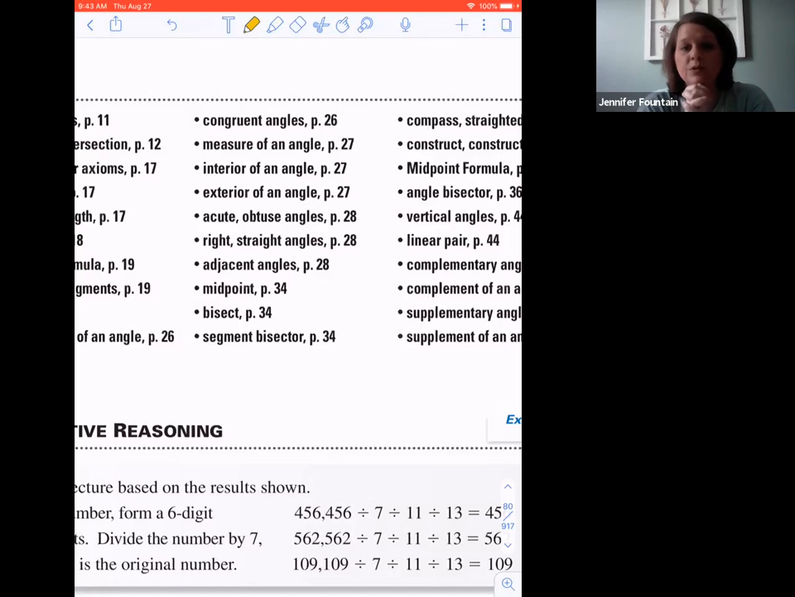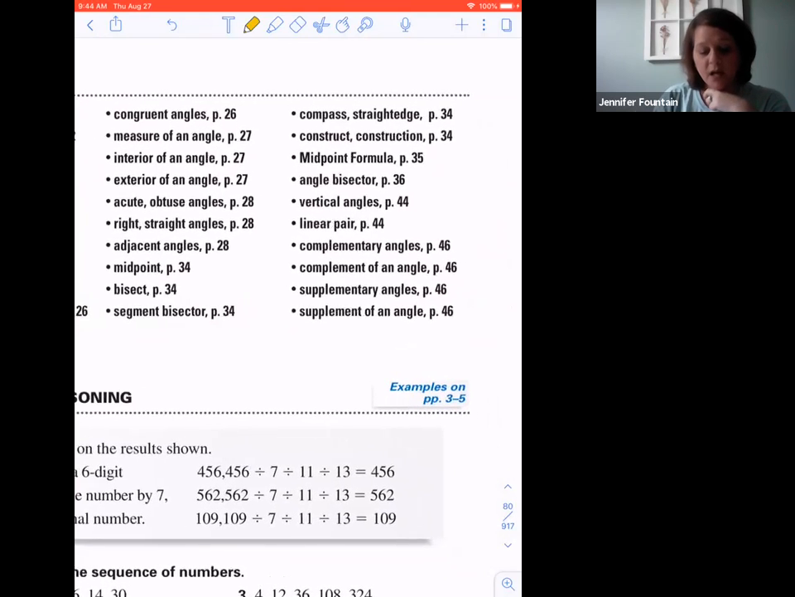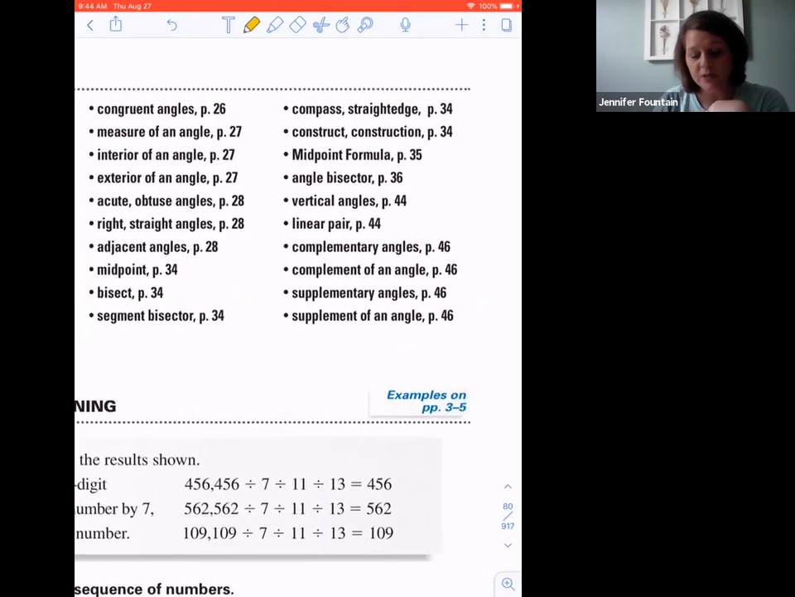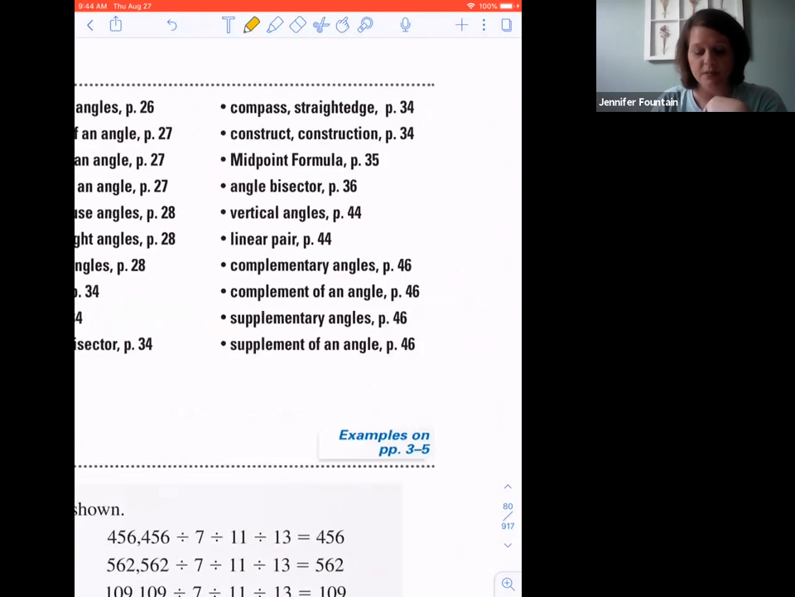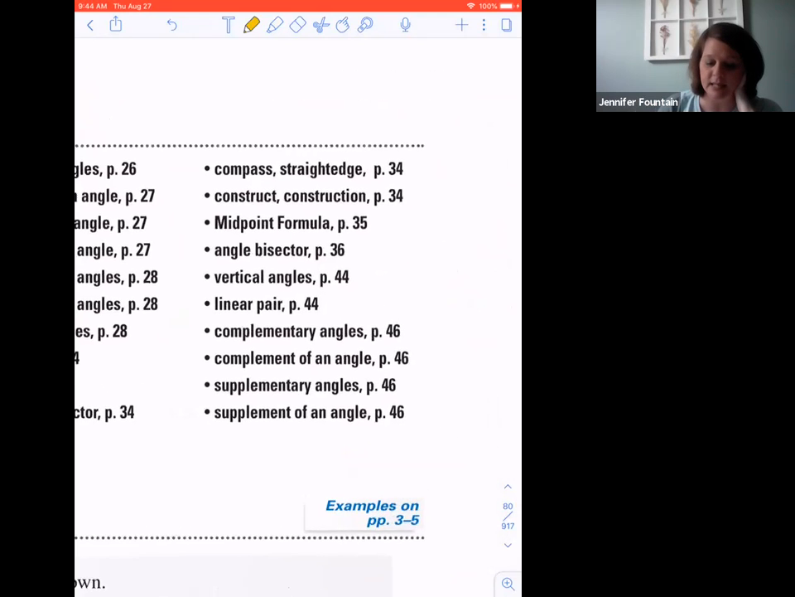So adjacent angles are going to be beside each other. Midpoint, like we said, is going to be halfway between. If we have a bisector, if a ray or a line bisects, we know that it is cutting into that, okay? And so our segment bisector, we talked about how bisectors are going to cut things in half. We talked about a compass and a straight edge. We didn't use them, but we talked about them and saw pictures of them. The same thing with construction of angles and midpoints and things like that.